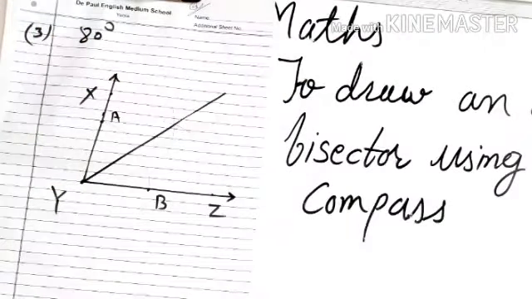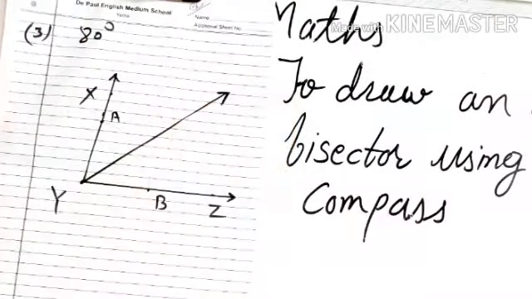This will be the angle bisector. Suppose C. Here you can give any point.